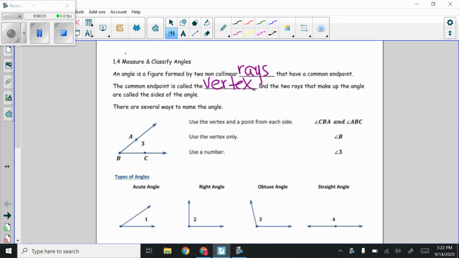There are several different ways to name the angle. So here we have this angle down here. Notice that I have my common endpoint here, this ray. So this would be a side of the angle. This would be a side of the angle. And this would be the vertex.